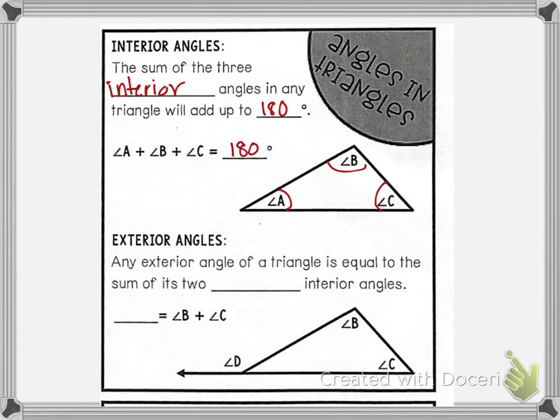For exterior angles, any exterior angle of a triangle is equal to the sum of its 2 remote interior angles, and we'll talk about what those are. So this exterior angle, angle D, is the same measure as if you were to add angle C and B together. Think of it like here's your outside angle. It's the same measure as the sum of the two angles opposite to it, these right here. So angle D is the same as angle B plus angle C.